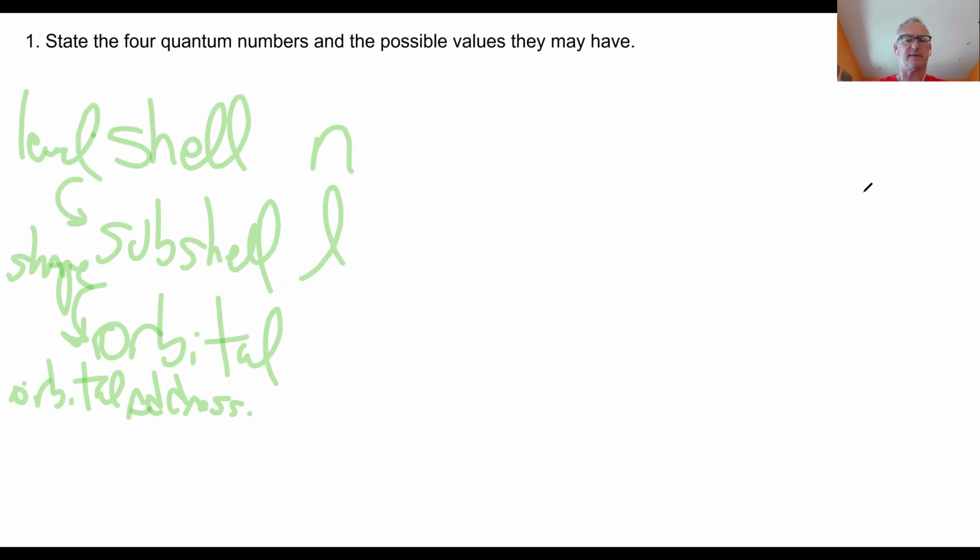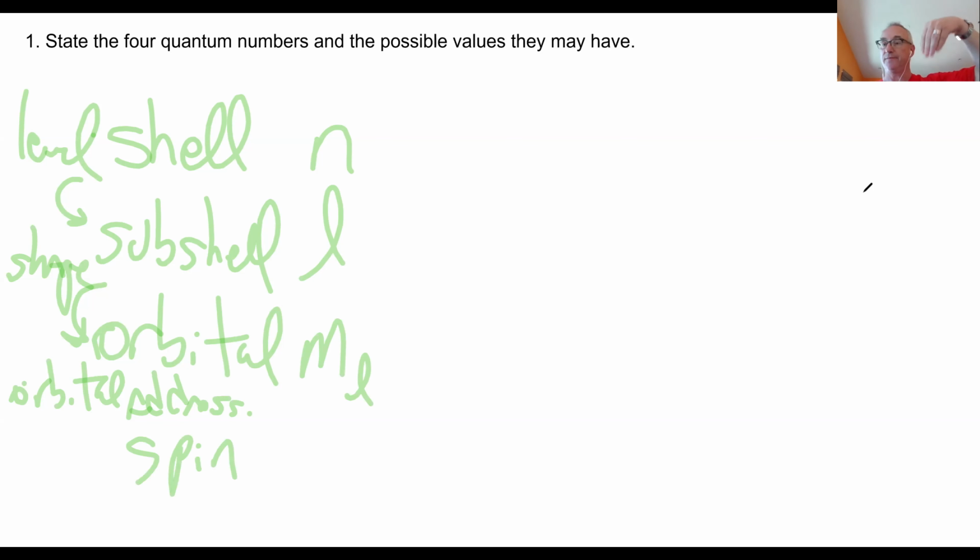So what's the number we give to, or the letter we give to, the orbital? A hint, it's 2 letters actually. Yep, Ryan's got it. It's M, and then L is a subscript. And then finally, what's the last one? It's the spin.